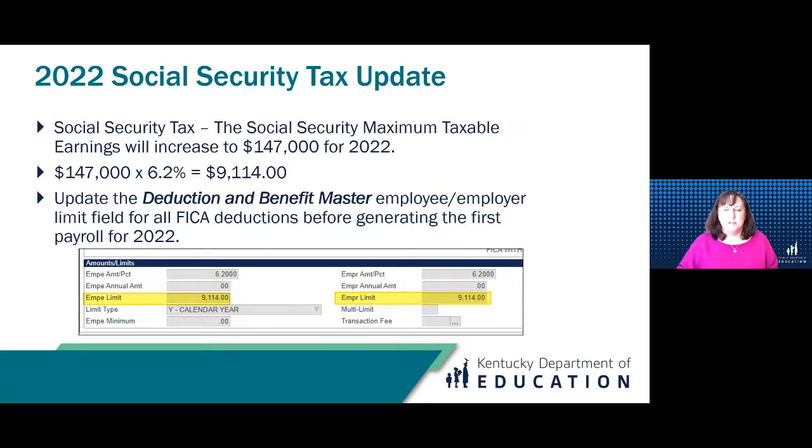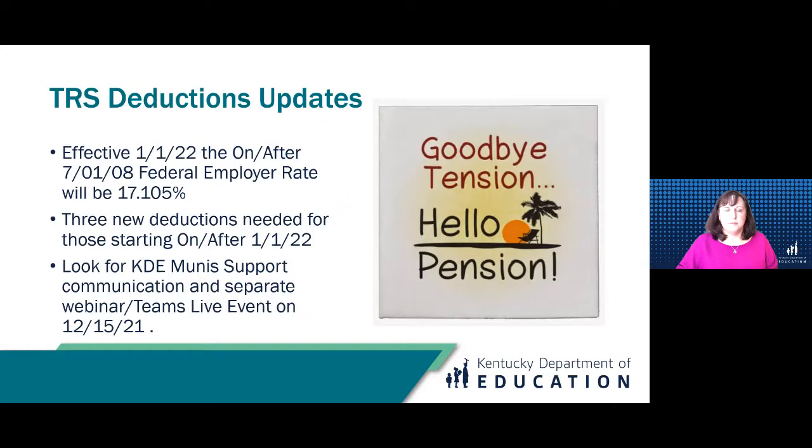Also, beginning of the year, you'll need to make sure your Social Security deductions have been updated in the Deduction and Benefit Master. The amount has been increased to $9,114, so make sure your employee and employer limit fields are updated.